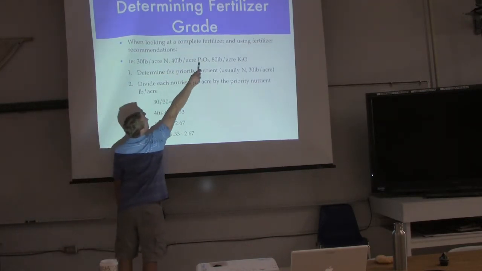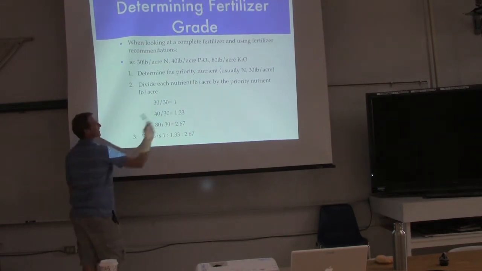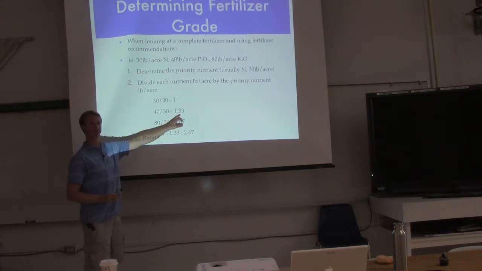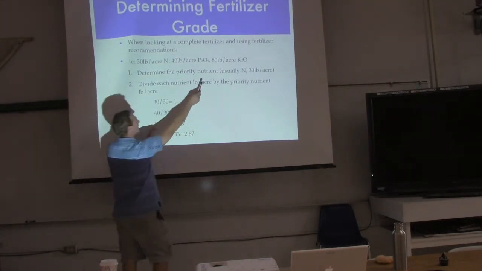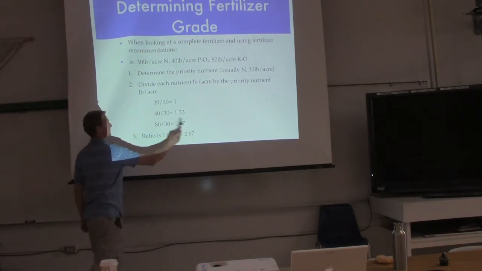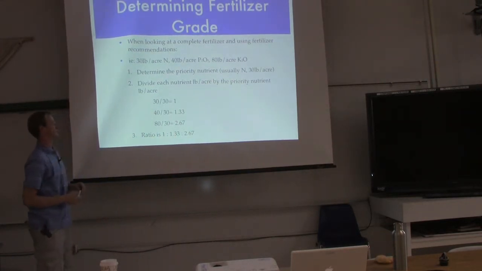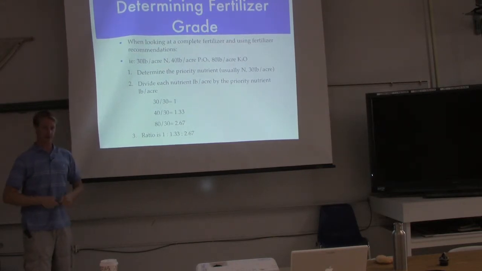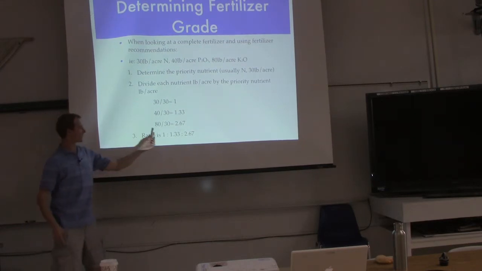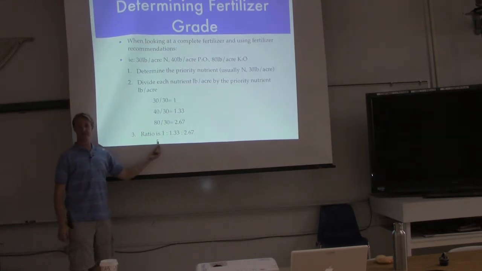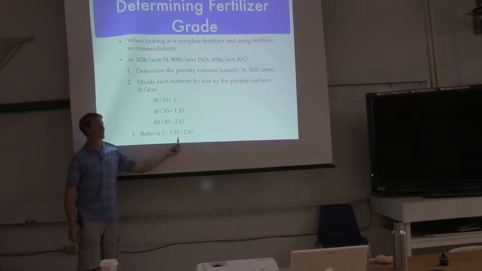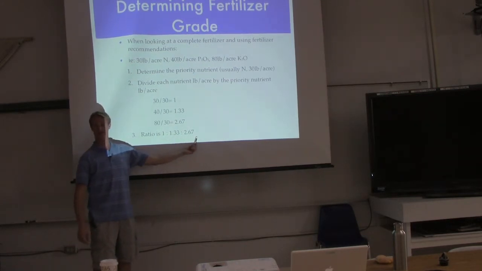I take 40 pounds per acre of P2O5 and I divide that by 30. It goes 1.33. I take 80 pounds per acre of K2O, I divide it by 30. It goes 2.67. The answer to this question is, what's my ratio for my primary nutrient? For every 1 part nitrogen requirement I'm meeting with my fertilizer, I'm also meeting the requirement of 1.3 parts P and 2.67 parts of K.